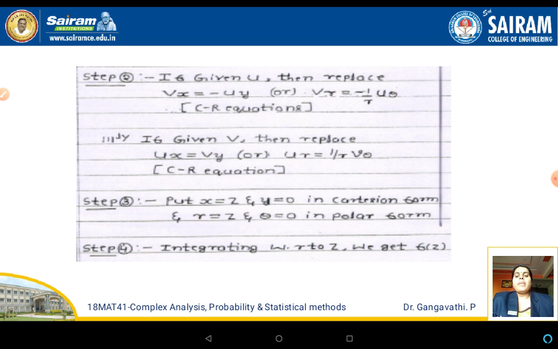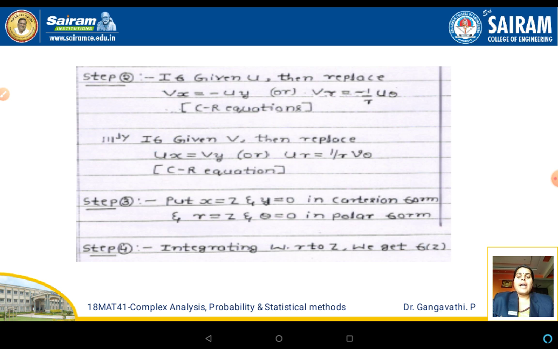Step 3 would be to put x is equal to z and y is equal to 0 in the Cartesian form. Here, using the Milne-Thomson method, x is equal to z, and we use it in the Cartesian form as x is equal to z and y is equal to 0. And if the polar form has been given, you substitute r is equal to z and theta is equal to 0. Whichever form has been given, accordingly we have to use the suitable substitution.